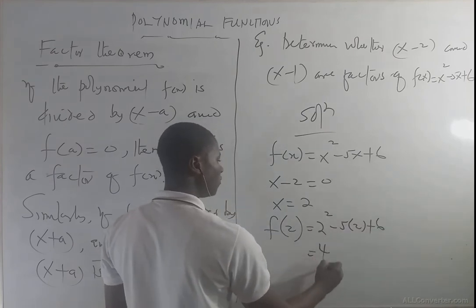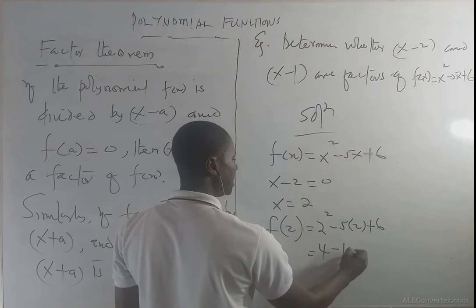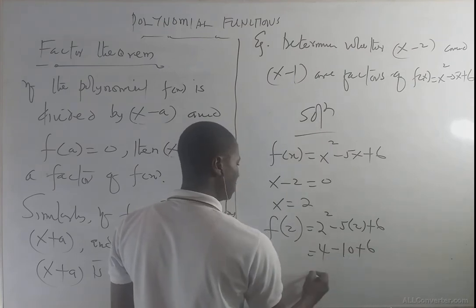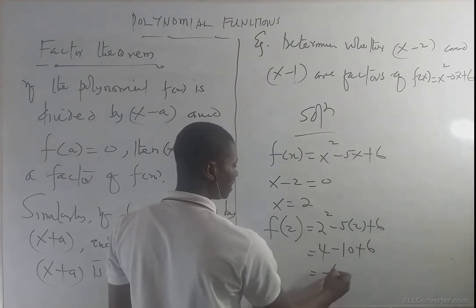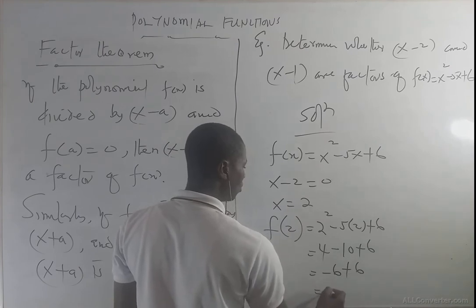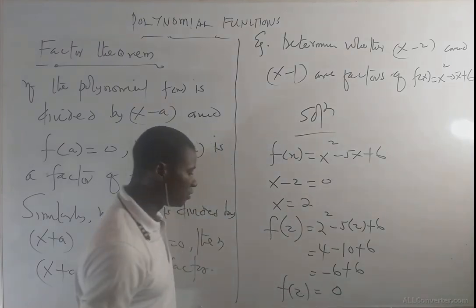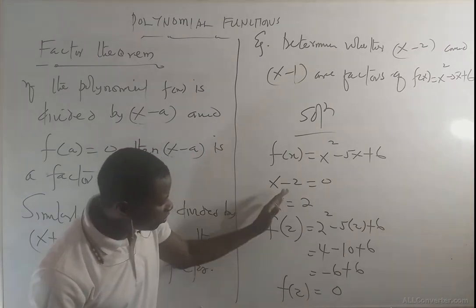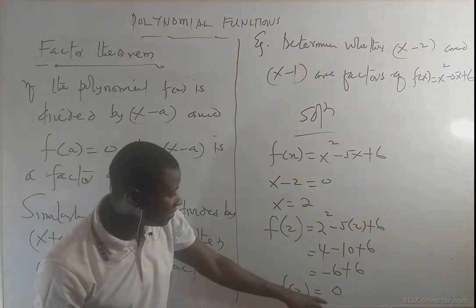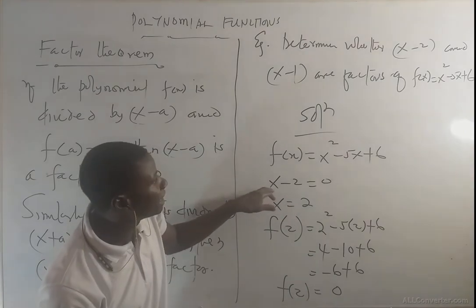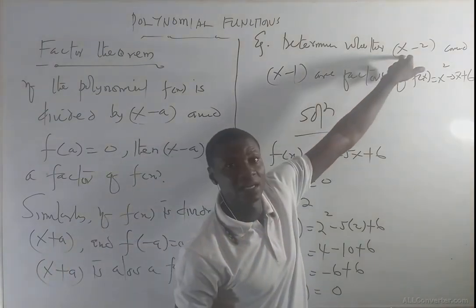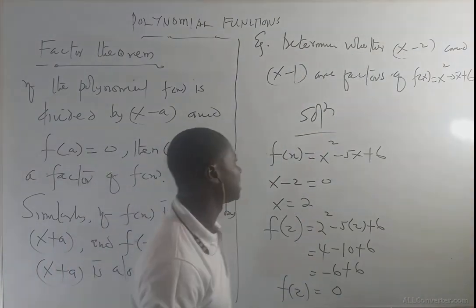And 2 squared is 4. We have minus 5 times 2 is 10, plus 6. And 4 minus 10 is minus 6, plus 6. In all, this is giving us 0. That means that f of 2 is giving us 0. So do you see that this is how we find the remainder? Because the remainder is 0, it means that x minus 2 is a factor.